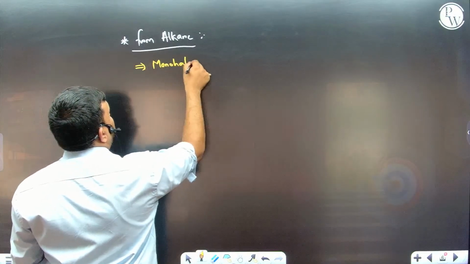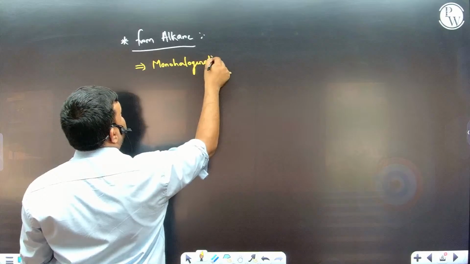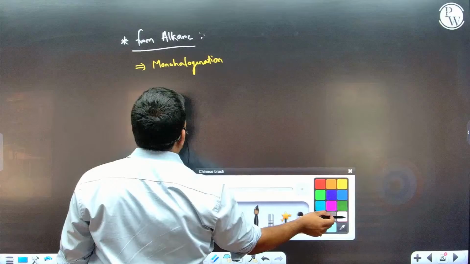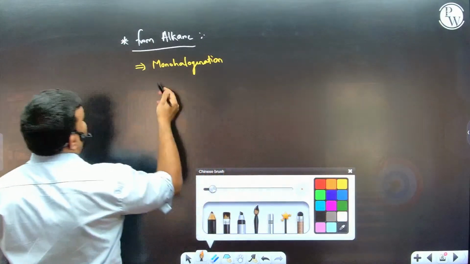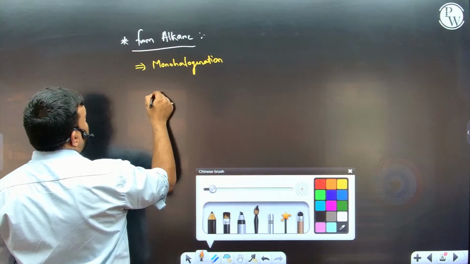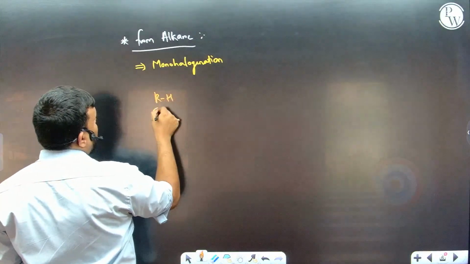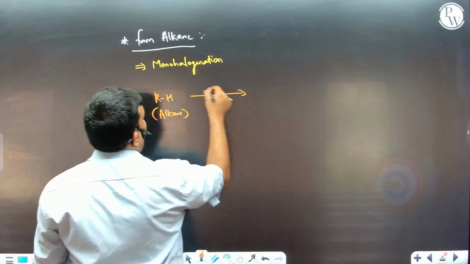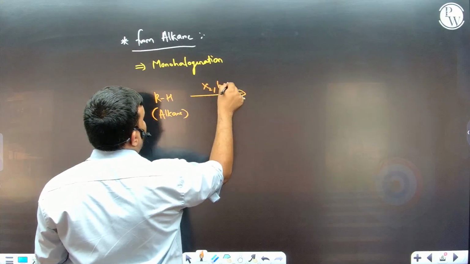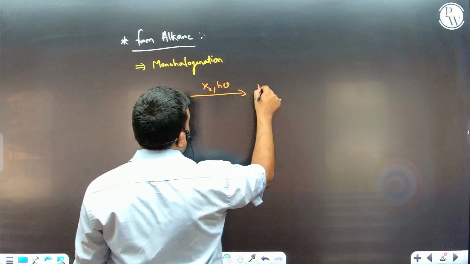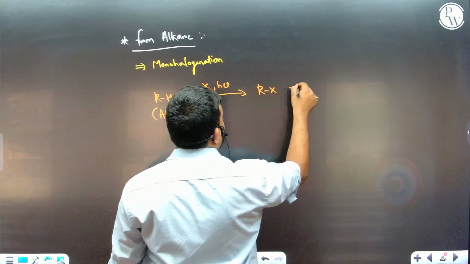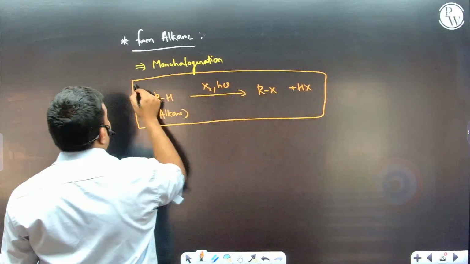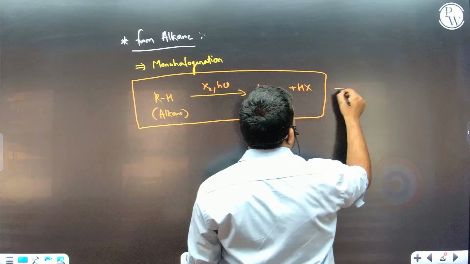monohalogenation. You already studied, dear students, about this in our last power hour session about the monohalogenation. In this, what is happening? You are given alkane and you are reacting this alkane with X2 in presence of sunlight, H nu, and you are getting RX plus HX as the byproduct. See, this is the overall reaction which is taking place. Overall reaction.